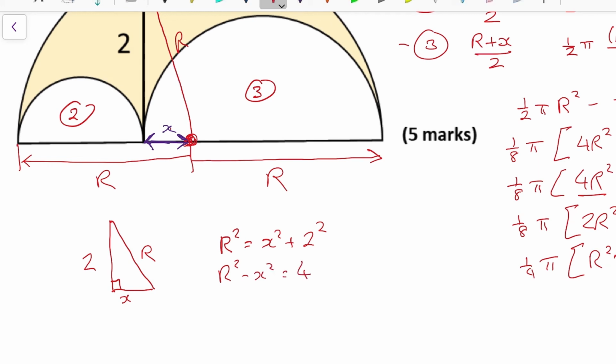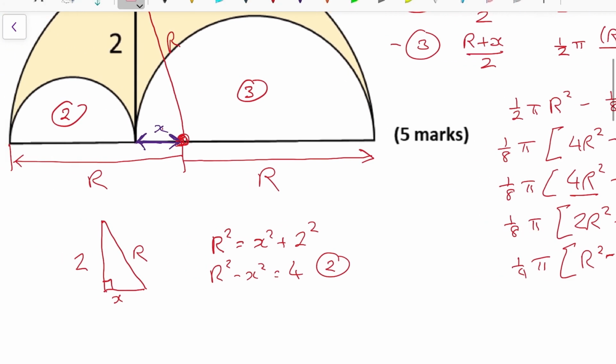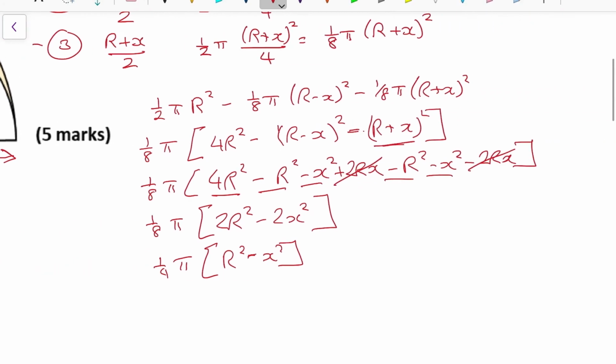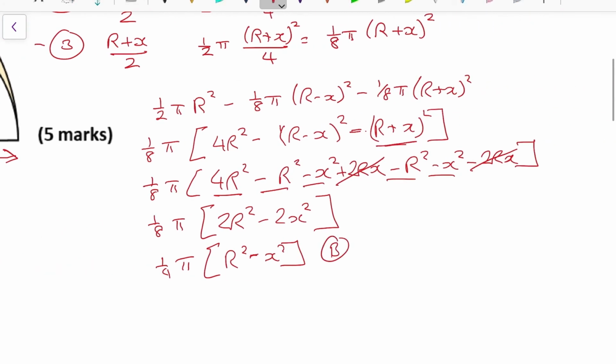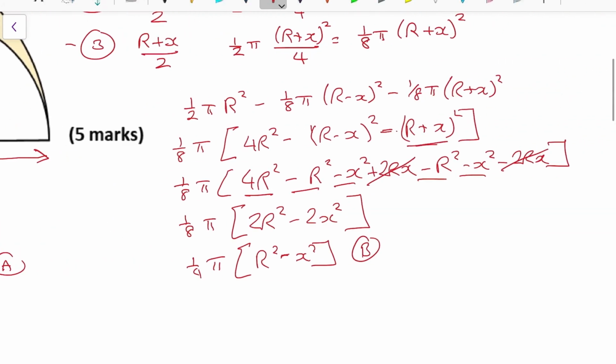R squared minus x squared equals 4. Let's call this equation 2. Not helpful, let's call it equation A actually, so we don't get confused with the 2's above. So let's call that equation A. If we look at equation B, I can see that r squared minus x squared is there. I'm feeling quite happy about this. So that's going to be a quarter pi times 4, which means my final answer is pi.